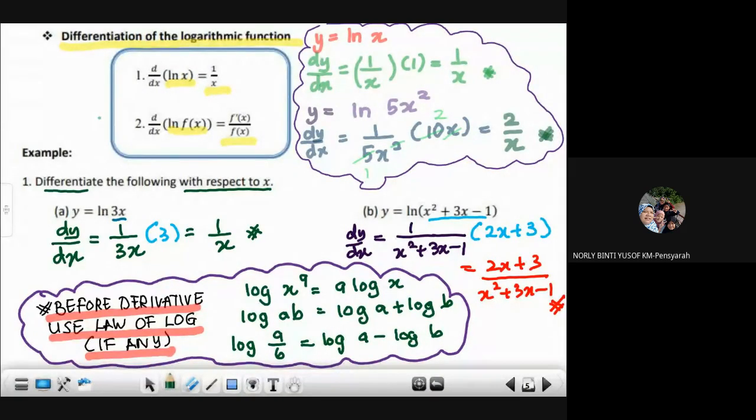in the class. Untuk A dengan B ni you tak pakai law, tapi start daripada C sampai G, before derivative use the law of log, if any lah, maksudnya kena guna, kenalah. Kalau tak perlu guna macam basic A dengan B dengan dua example ni, tak perlu guna law of log. So law of log yang kita selalu guna ni lah, tiga ni. Power of log bring in front, multiplication plus, division minus.